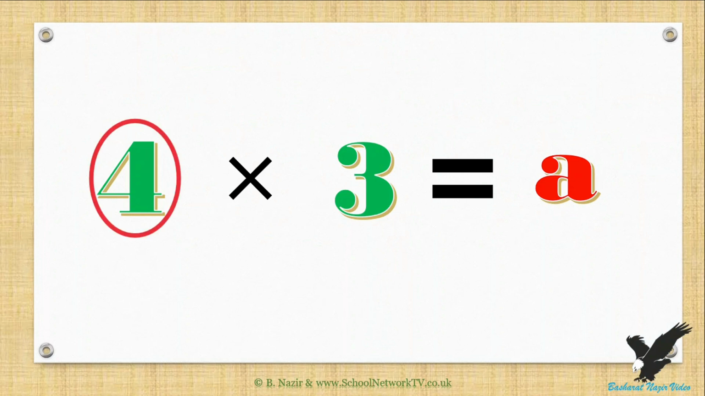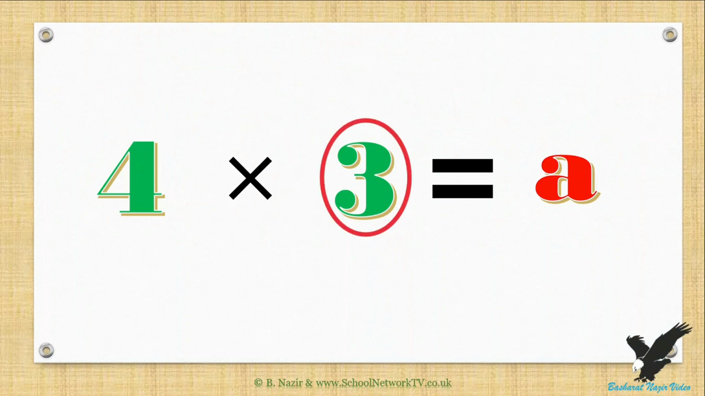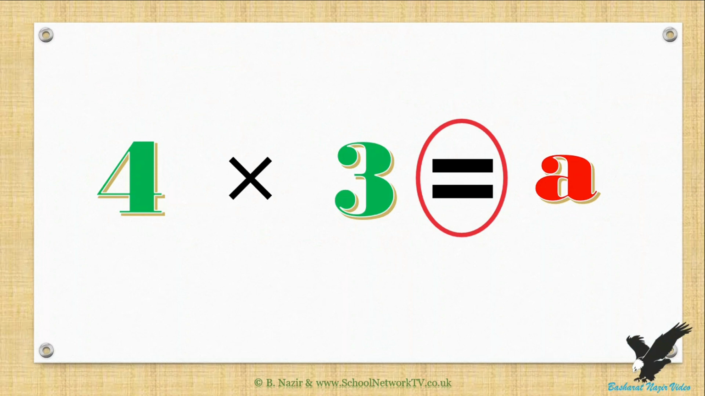Looking at the left side, there is a number, followed by the multiplication sign, which tells us that a multiplication operation will follow. Following the multiplication sign is the second number. Next, we have the equal sign, which tells us that both sides of the equation are in balance, meaning they are equal in value.